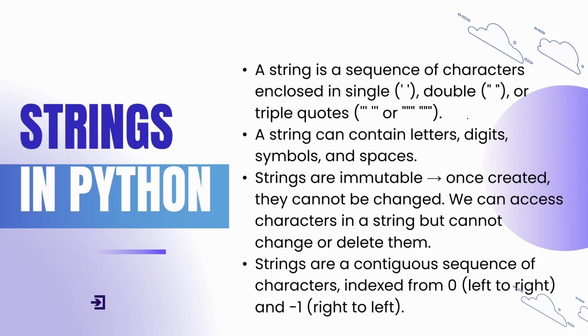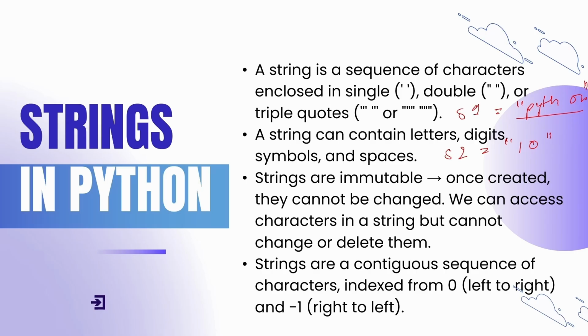A string is a sequence of characters enclosed in single, double or triple quotes. For example, if we say S1 equals "Python", here Python is written inside double quotes. So this is how we write strings. And strings can contain letters, digits, symbols and spaces. For example, let's say S2 equals "10". Here 10 is not an integer, but it is a string. Why? Because it is written inside quotes, either single quote, double quote or triple quote.